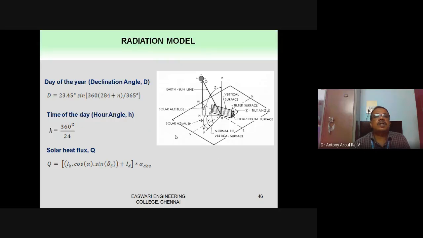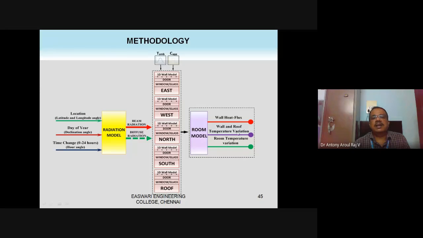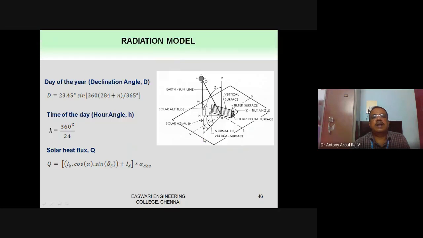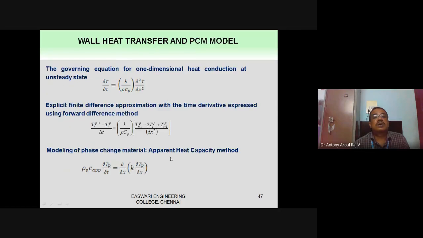Then we have done the same thing with MATLAB. We have written code. This is for calculating the day of the year. Given the number of the day, you can find out the declination angle, and given the hour of the day, you can find out the hour angle. You can find out the solar flux at each location, at each phase. You can find out Q. This is our governing equation, and in that we will be changing the Cp value.